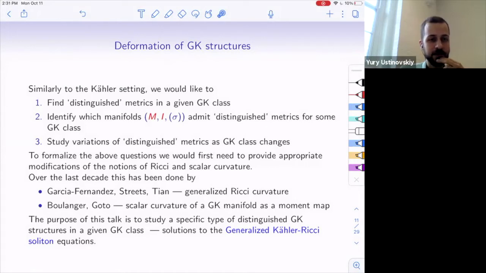Over the last decade, both of these parts have actually been done in the works of Garcia-Fernandez, Streets, and Tian in different combinations. So they studied generalized Ricci curvature a lot, and Boulanger and Goto studied scalar curvature, introducing the notion of a scalar curvature of a generalized Kähler manifold. Maybe I should say that they both did it viewing scalar curvature as a moment map. So that was actually the key for this construction.